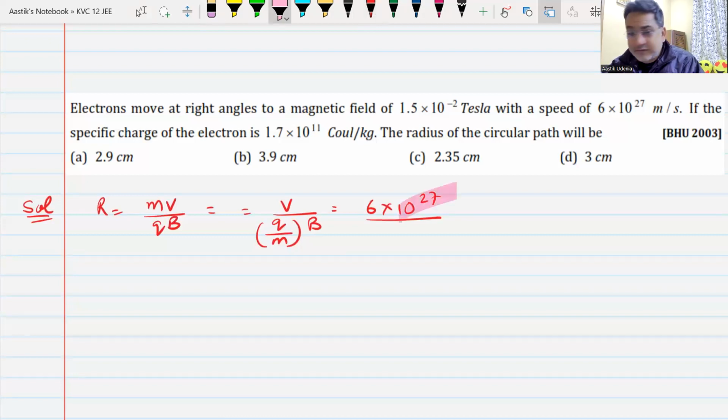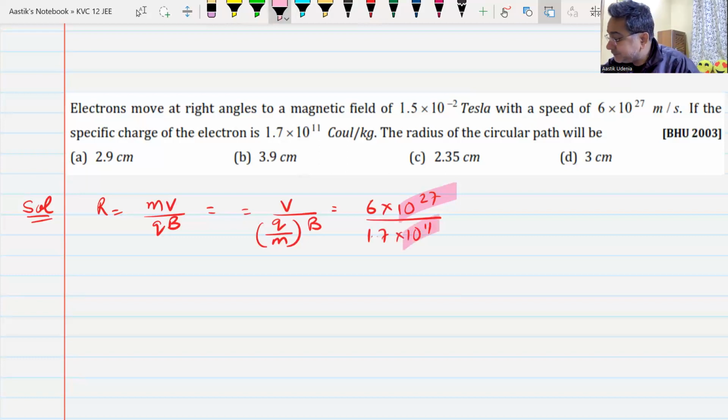Remember, you have to get to the answer in the quickest way. Don't worry about powers. Do not even write powers. You see all the answers are in the same unit. So the specific charge is 1.7 into 10 raised to the power 11. Don't worry about the power because it is not going to make any difference.